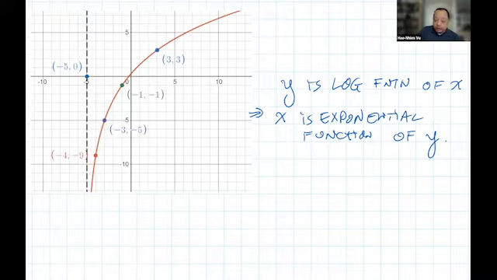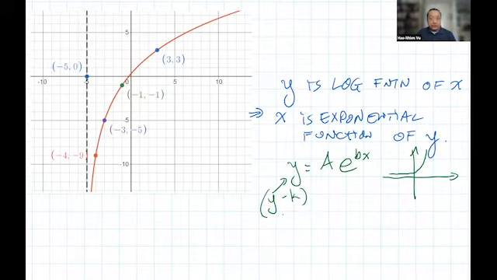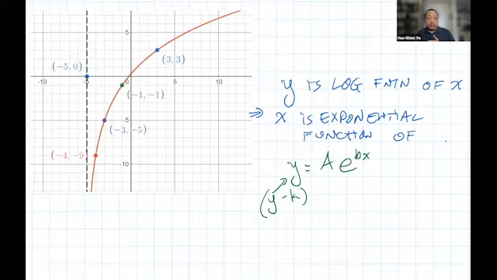A general exponential function looks something like this. Y is equal to some a e to the bx. That would give me an exponential function that has a horizontal asymptote on the x-axis like this. And then if it got shifted up or down, I will change this y into y minus some k as part of graph transformation. Whereas here, I have x as an exponential function of y. So that means I have x is equal to some a e to the b y.